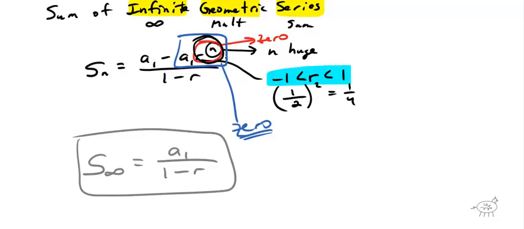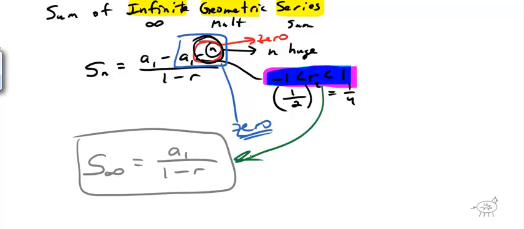Super, super important. Okay. So what I just highlighted here, let's highlight in purple too. Is that going to do it? Oh, look at that, makes it blue. So that is super important. r has got to be between negative 1 and 1 for this formula to work. Okay. Very, very important.